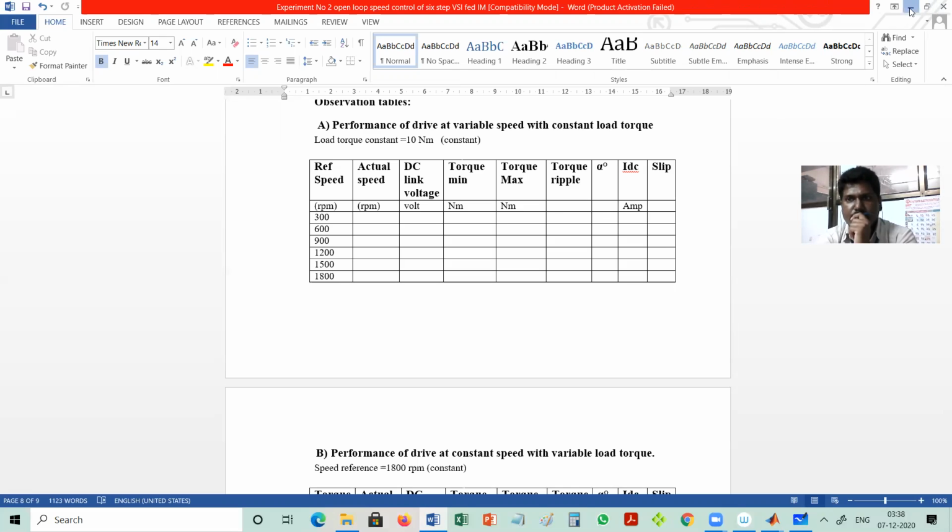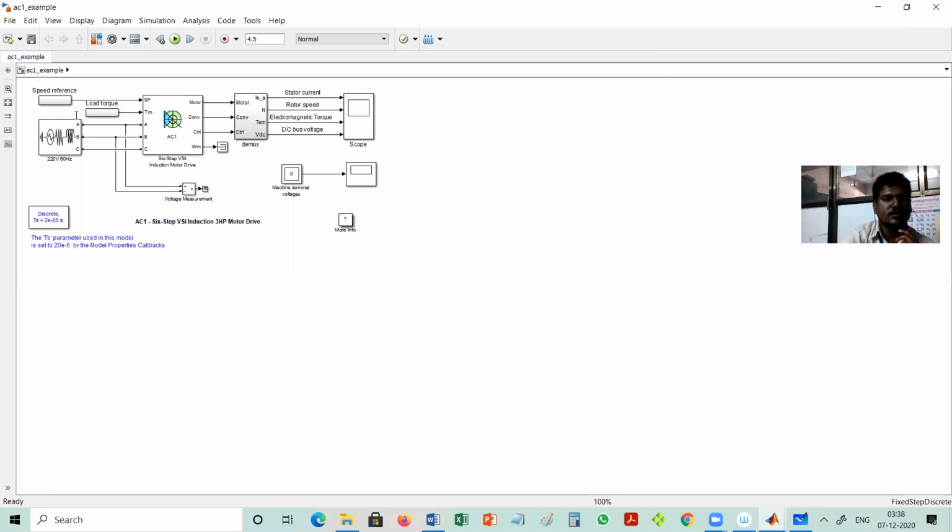So we will first see. You can see here the speed reference and load torque. They have given the unit step. First remove those things and connect a constant block there. Click on the Simulink symbol. This is the Simulink library browser. Click on that, a new window will open.